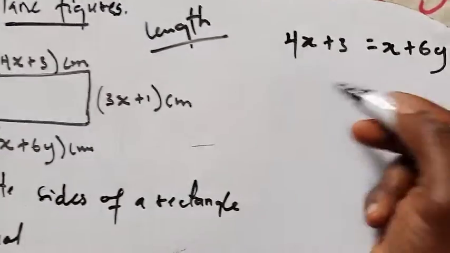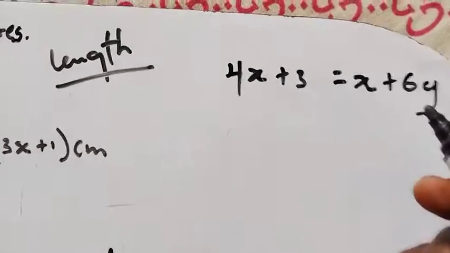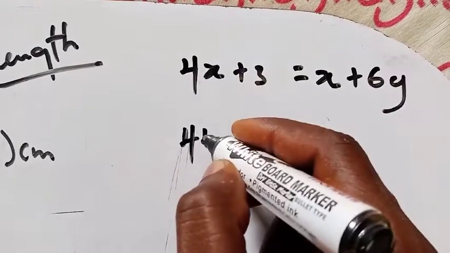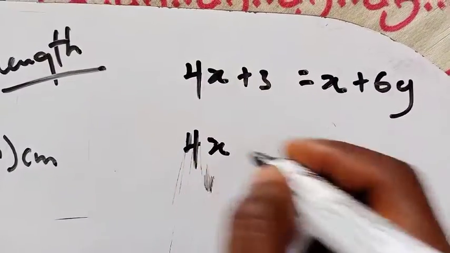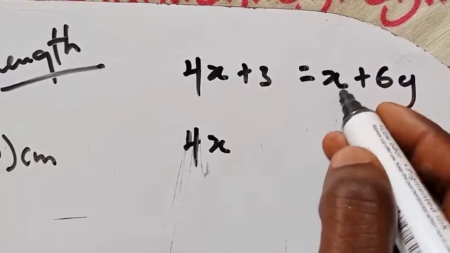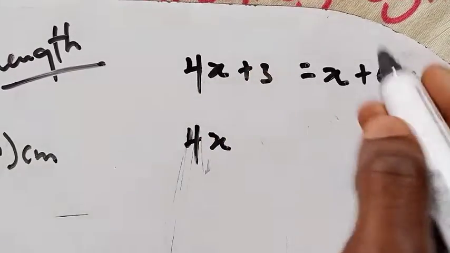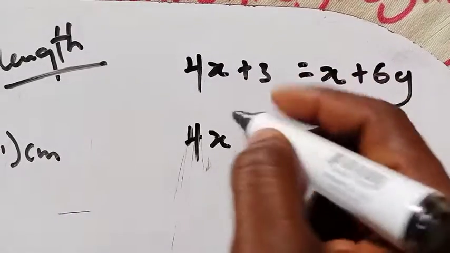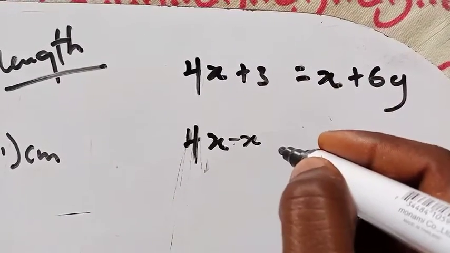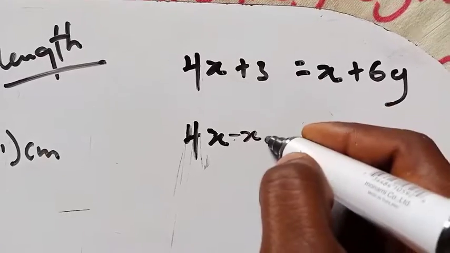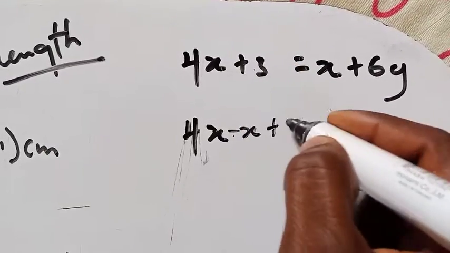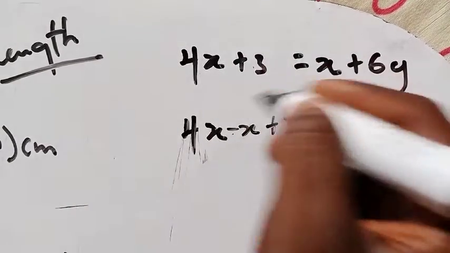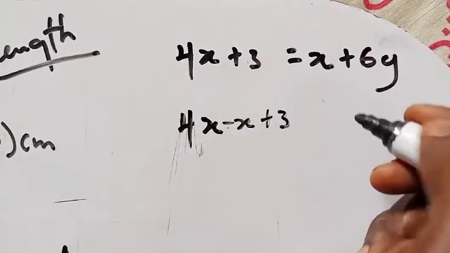Perfect. Here we use simple algebra, so we are going to group the like terms. We have 4x here, and this other x can come to this side, or you can subtract x from both sides of the equation, whichever way. Once you cross the equal sign, it becomes negative, so you have negative x here and positive 3. Then let's send everything to this side of the equation and see where we are heading.